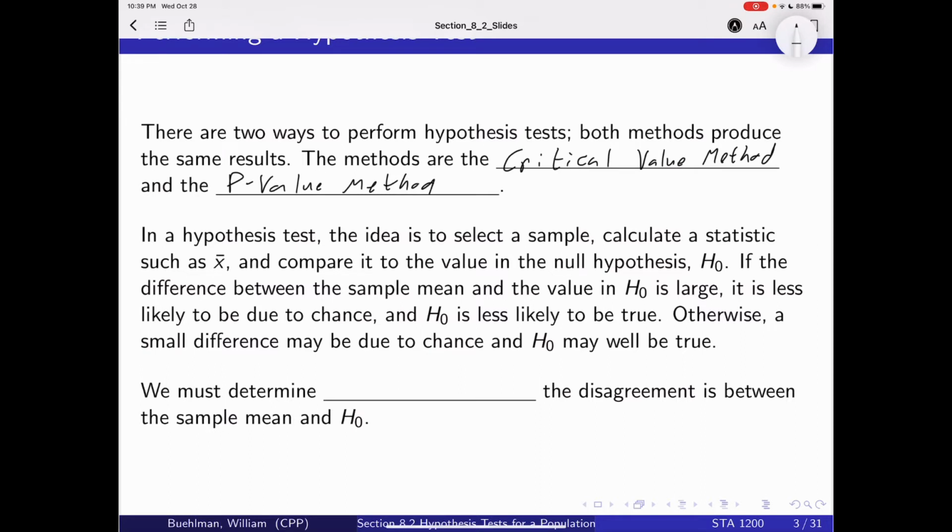In a hypothesis test, the idea is to select a sample, calculate a statistic such as x bar, the mean, and compare it to the value in the null hypothesis, H0. If the difference between the sample mean and the value in the null hypothesis is large, it is less likely to be due to chance, and the null hypothesis is less likely to be true. Otherwise, a small difference may be due to chance, and the null hypothesis may be true. We must determine how strong the disagreement is between the sample mean and the null hypothesis.